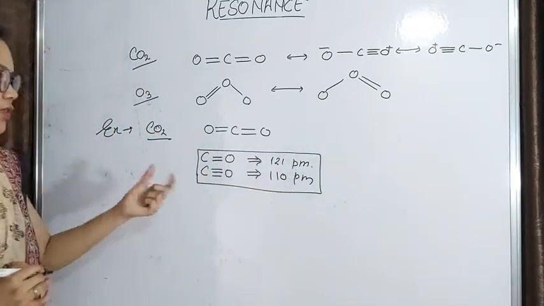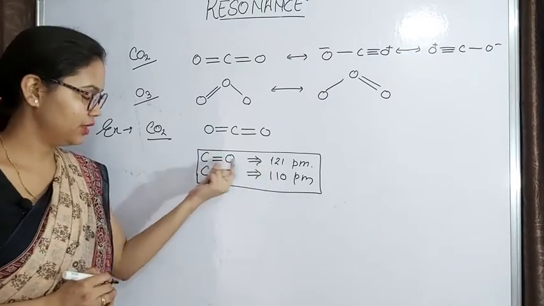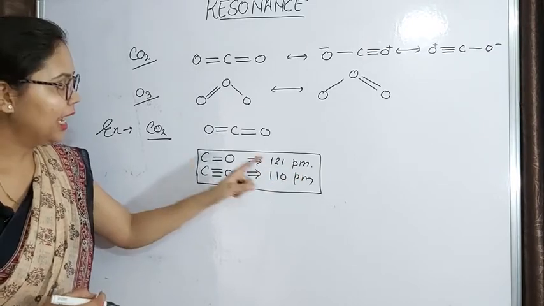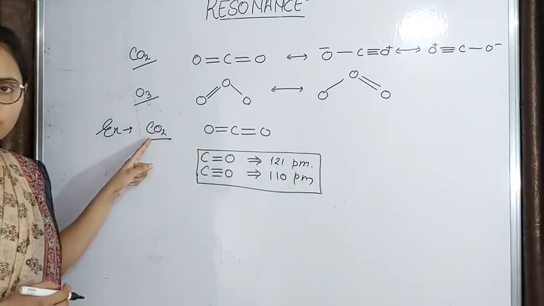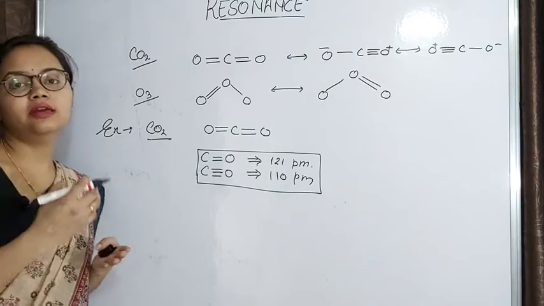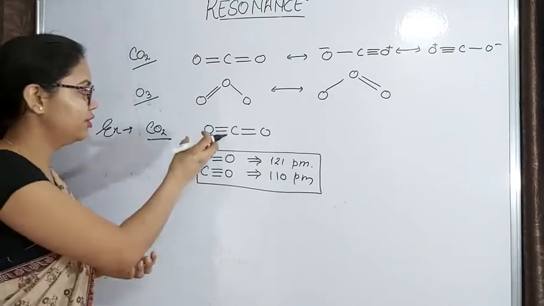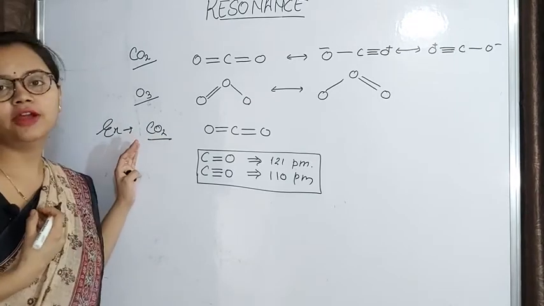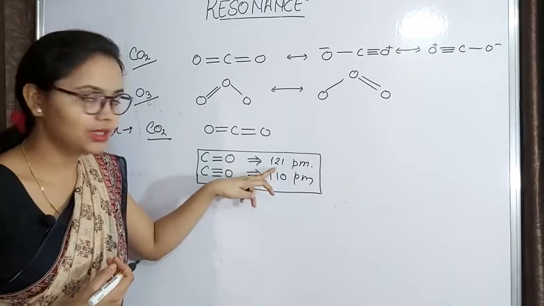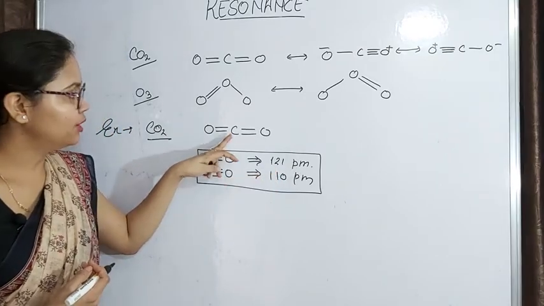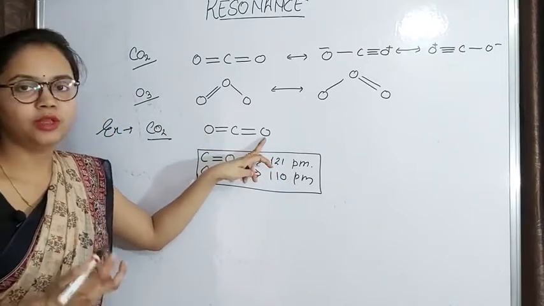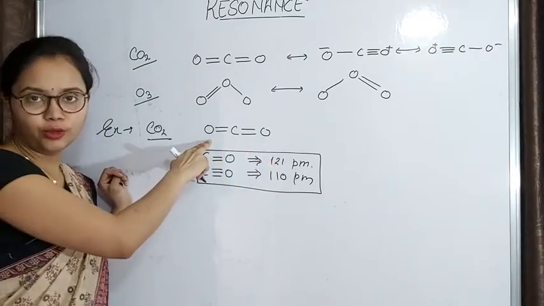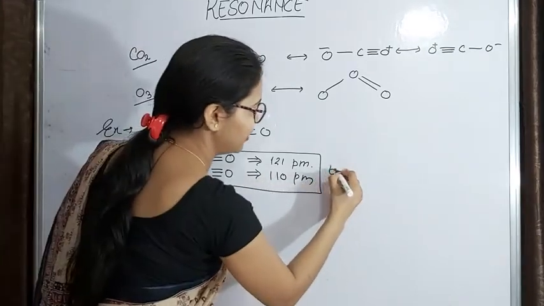So if the bond length of C double bond O is 121 picometer and this is the only structure of the CO2 molecule, then if we measure the bond length in the CO2 molecule by experiment, the experimental value should be equal to this 121 picometer, as two double bonds between carbon and oxygen are present in this molecule. So these are the expected values.